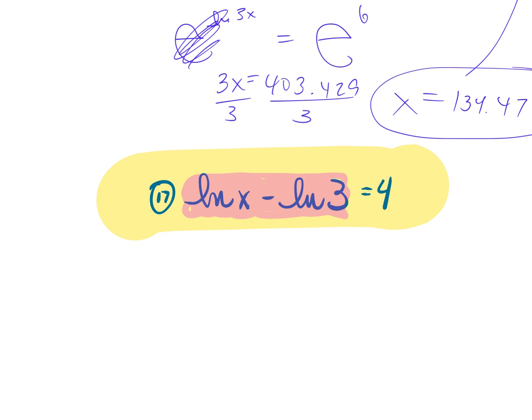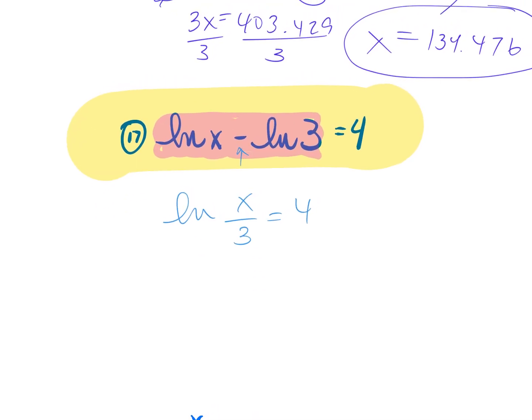I see that I have 2 natural logs that are the same. I can rewrite it one time. I can say natural log, and then what does that subtraction become when we condense? Division. Awesome, guys. So natural log of x divided by 3 equals 4. Everybody with me? Now, there's nothing else I can do. I just have that one natural log on the left-hand side. So what's the opposite of ln?